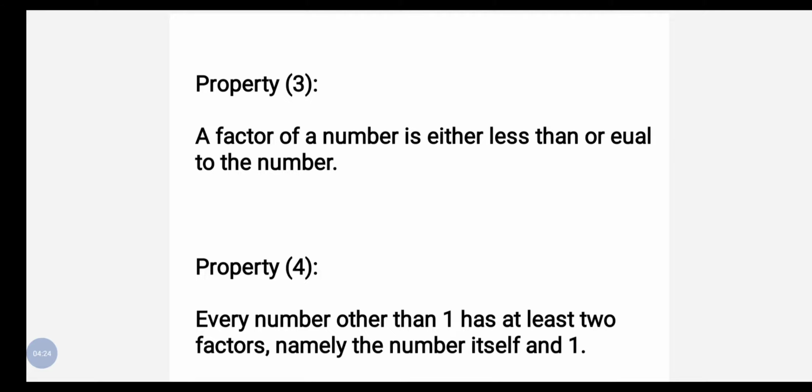The last but not the least property is that every number other than 1 has at least 2 factors, namely the number itself and 1. Means every number except 1 has at least 2 factors. For example, if we take 2 as a number, 2 has 1 and 2 as its factors. If we take 6, the factors of 6 are 1, 2, 3, 6. So it has at least 2 factors minimum.